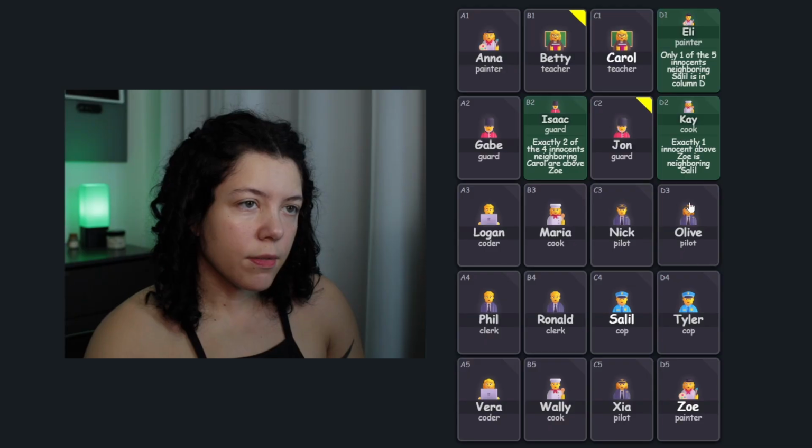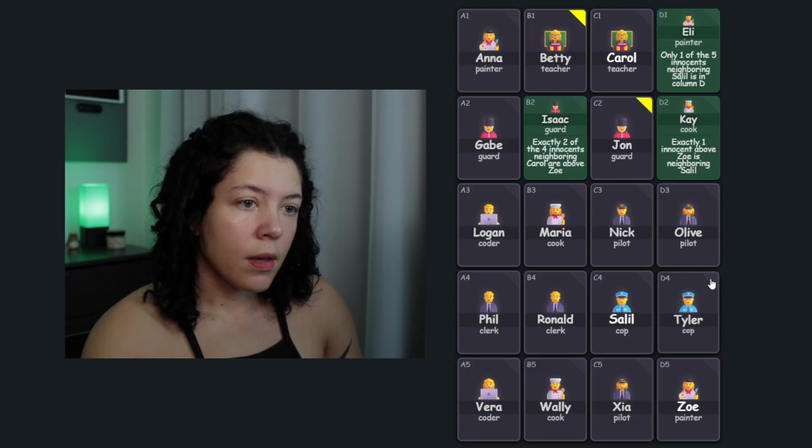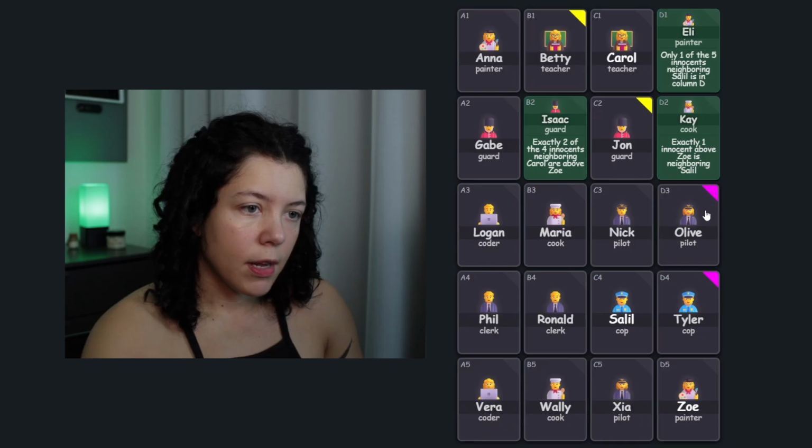But that clue doesn't give us enough information, so let's look at Case. Exactly 1 innocent above Zoe is neighboring Saleo. Okay, so the innocent who's neighboring Saleo and in column D is either Tyler or Olive, but we know for sure that Zoe is a criminal.